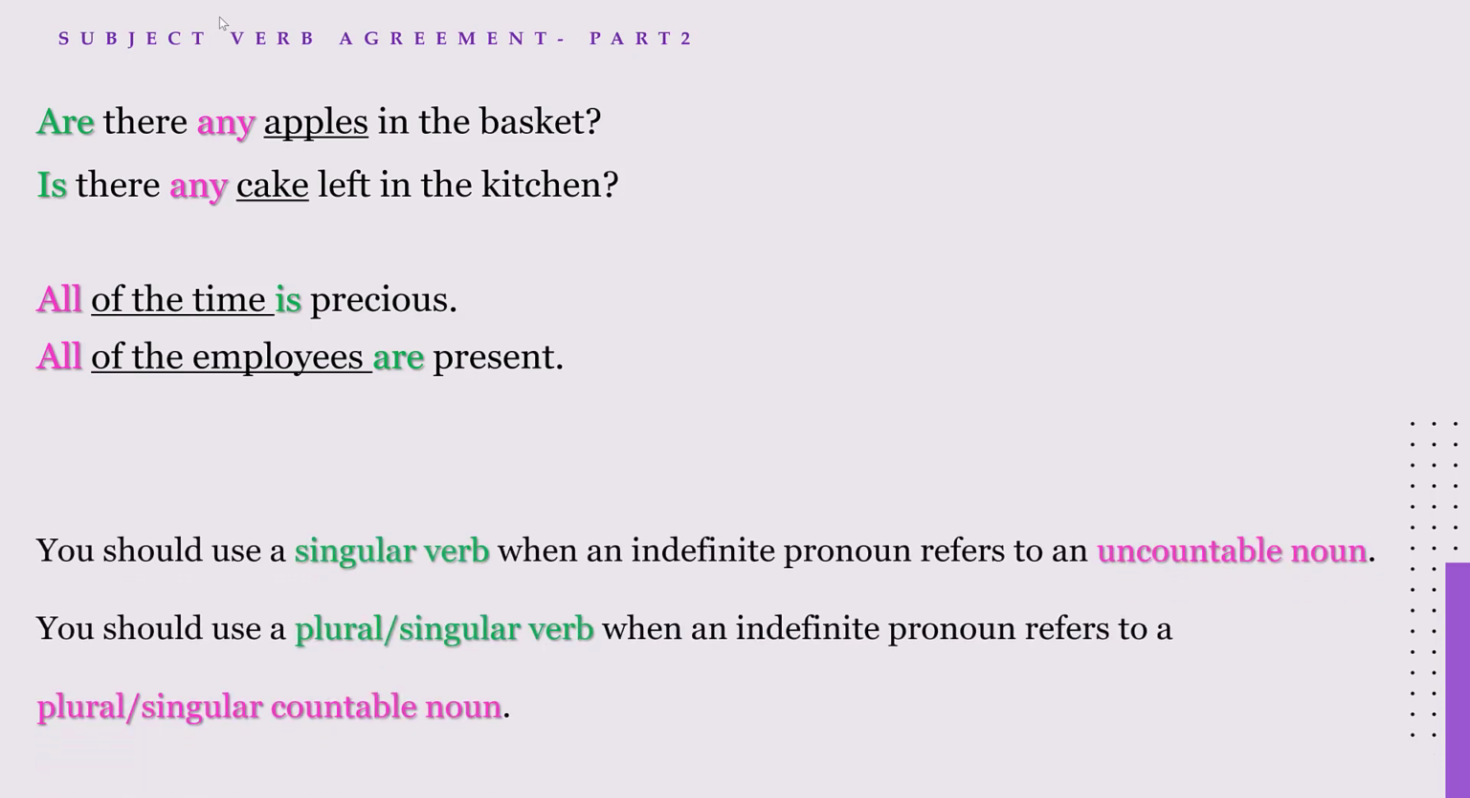Let's have a quick review. Countable nouns follow the basic rule, which means that a singular subject needs a singular verb, and a plural subject needs a plural verb. On the other hand, we use a singular verb when an indefinite pronoun refers to an uncountable noun.